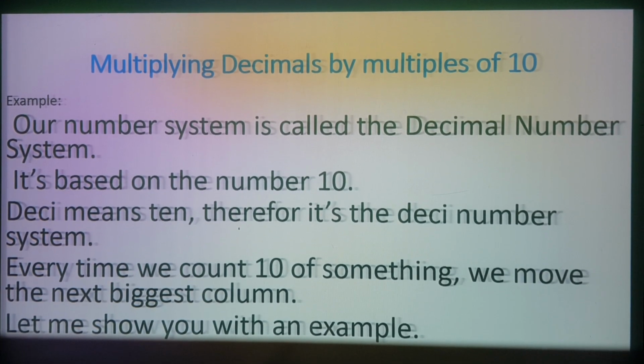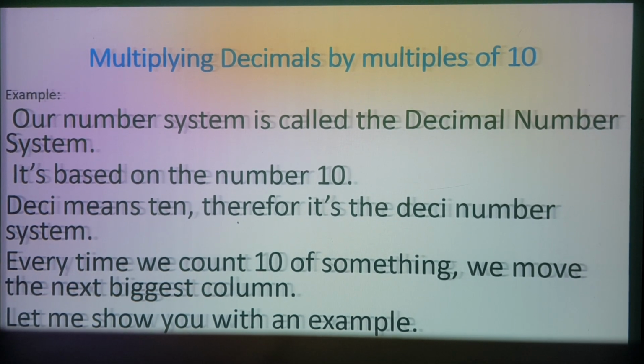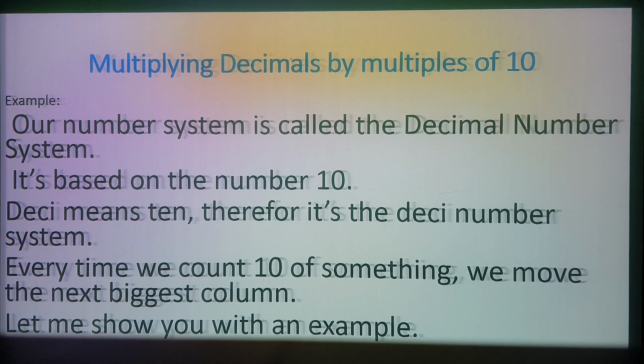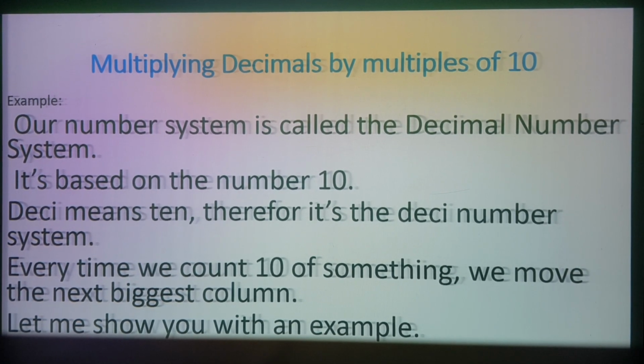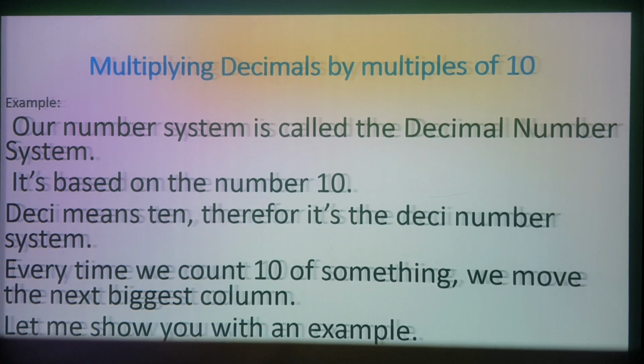Our number system is called the decimal number system. It's based on the number 10. Deci means 10, therefore it's the deci number system. Every time we count 10 of something, we create a new column. Let me show you with an example.